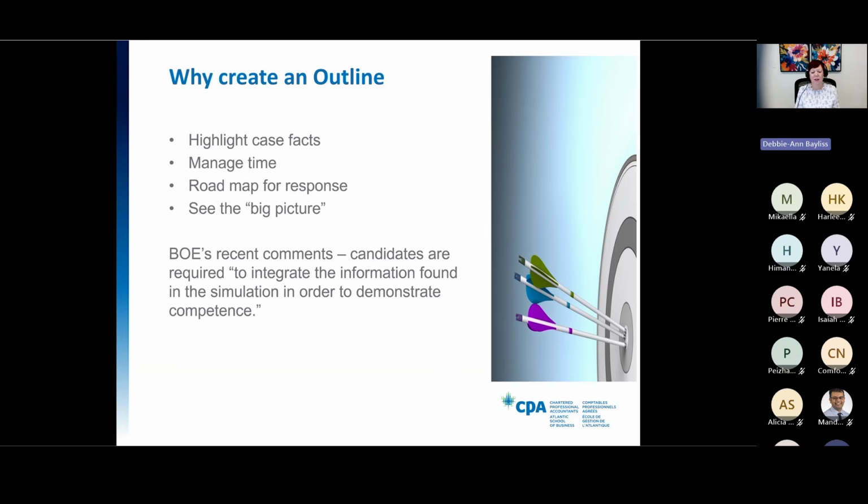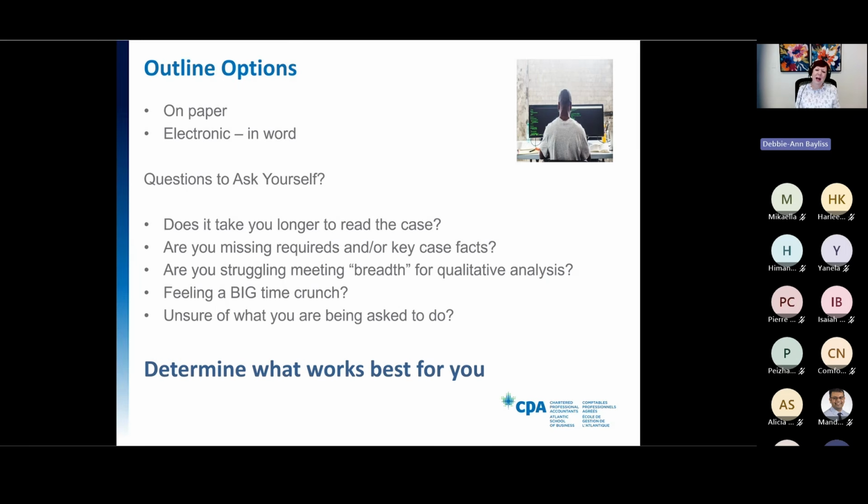So the Board of Examiners' recent comments are their expectations is that candidates are required to integrate the information found in the simulation. In other words, the case, in order to demonstrate competency. So for competency, you need to extract those relevant case facts. So when it comes to whether you create your outline on paper or electronic, in Word, there's no right or wrong answer. You need to figure out what's going to work best for you.